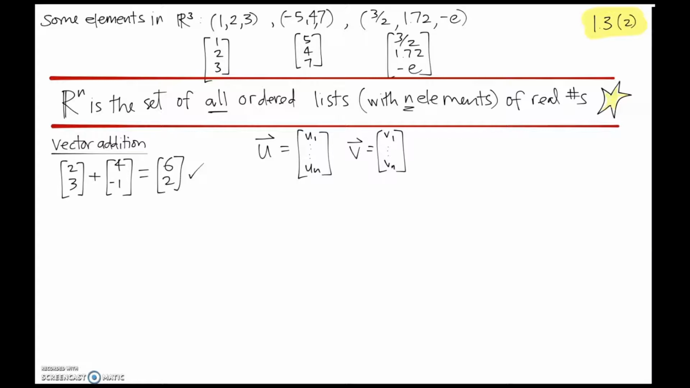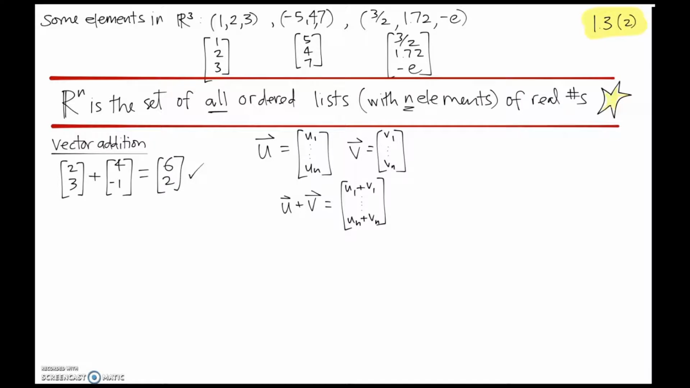And you want to add these two together, so the vector u plus the vector v, you just add each corresponding element. So u1 plus v1, keep going down the row, and then un plus vn will be the last one. And this is how vector addition works.